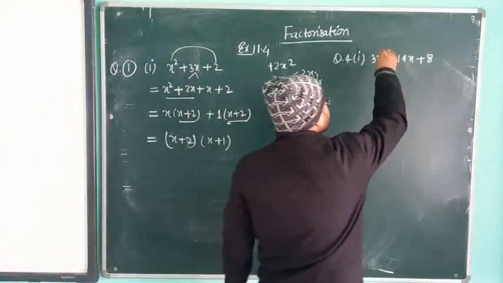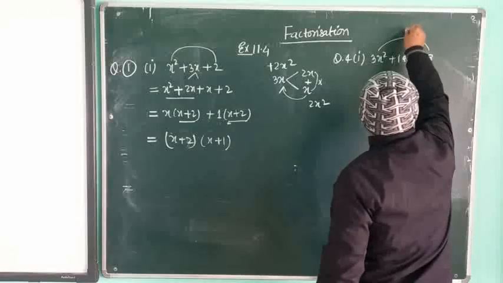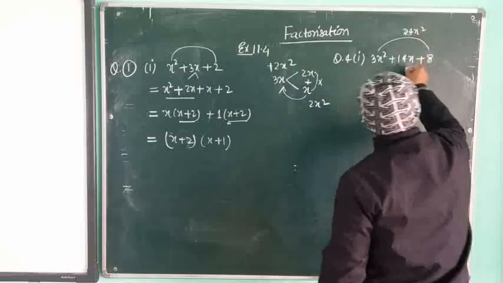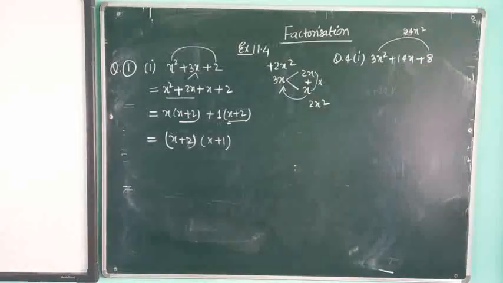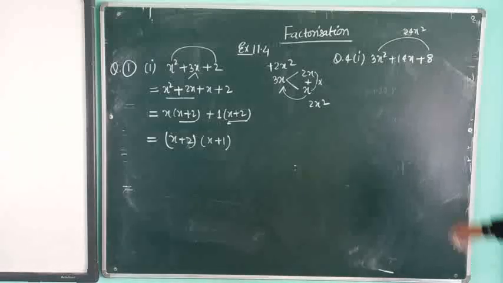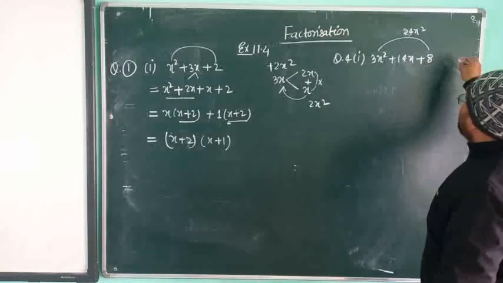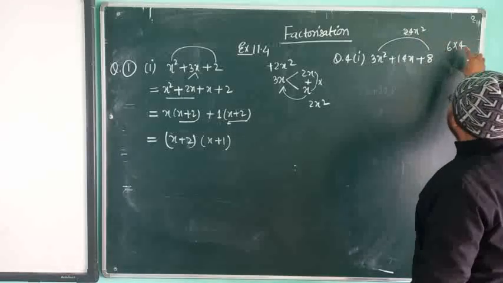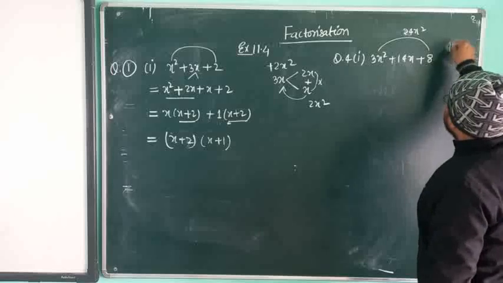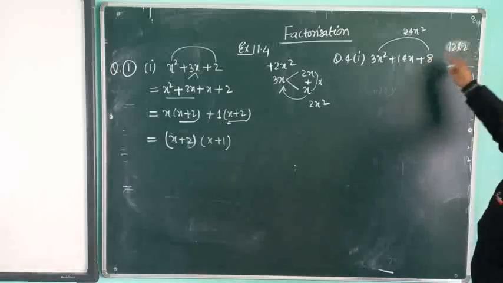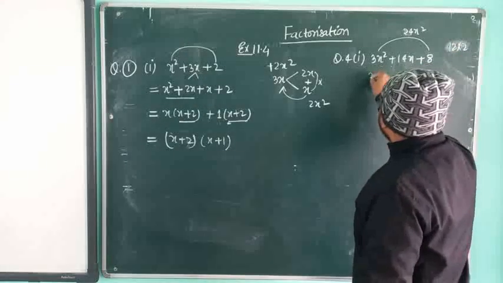So similarly, the first and last term you are going to multiply. You are getting 3 8s are 24, x square. Our aim is to break this 14x into two terms whose product is 24x square, and by adding or subtracting you are getting 14x. So can you tell me this? 6 into 4, 6 4s are 24, and 6 plus 4 is 10. No. 12 into 2, 12 2s are 24, yeah, and 12 plus 2 is 14. So it is going to satisfy the condition.